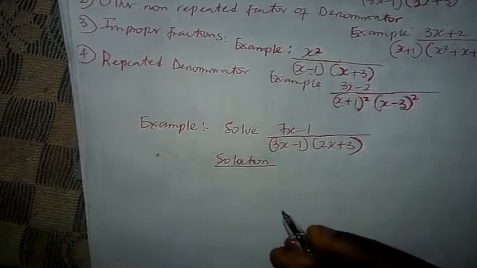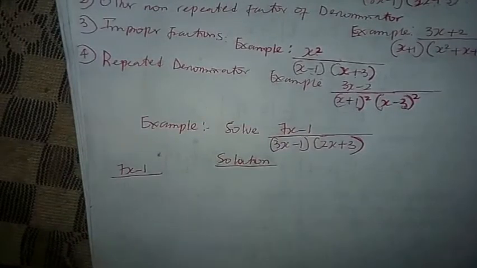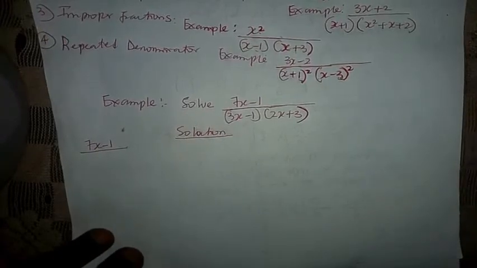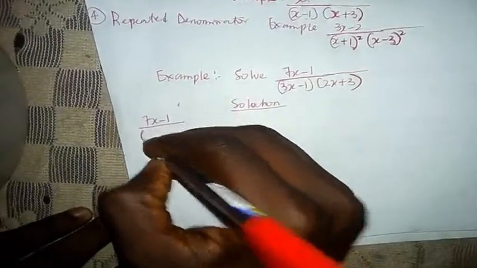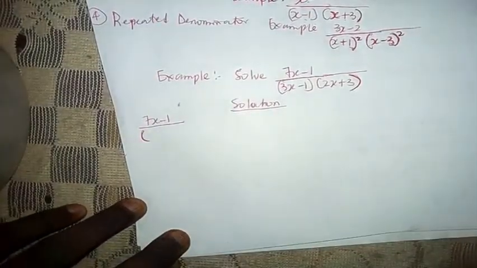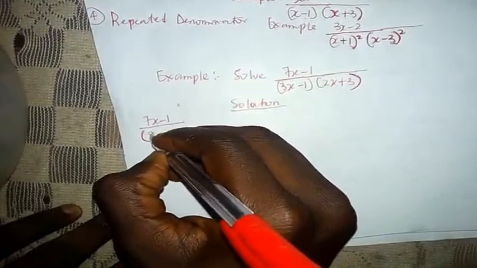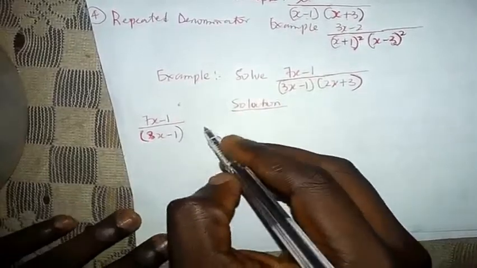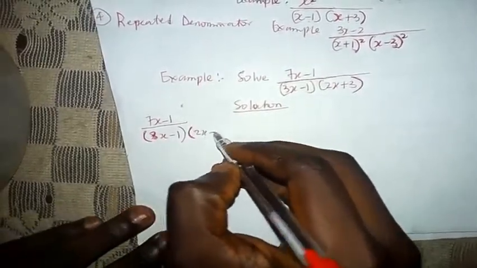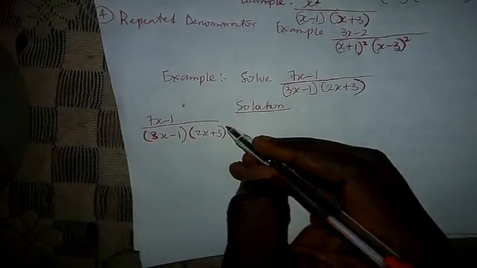If you want to solve partial fraction, we are going to split the denominator. So the question is 7x minus 1 over 3x minus 1 and 2x plus 3. So now this is how we solve partial fraction.